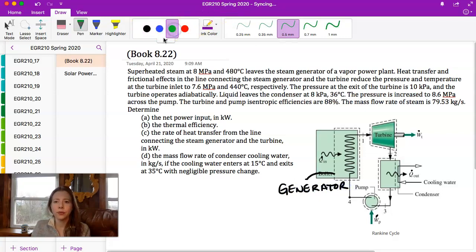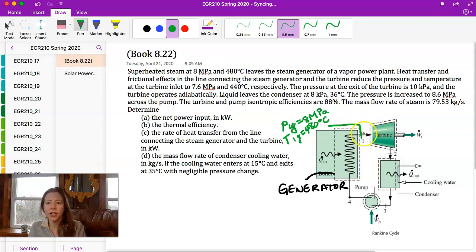Okay. Superheated steam, so no liquid present, superheated steam at 8 megapascals and 480 degrees C leaves the steam generator. So right at the exit of the generator, we're going to have pressure P1, and I'm going to call this P1G because it's right out of the generator. It's going to be 8 megapascals, and I'm going to call this T1G, and that is 480 degrees Celsius.